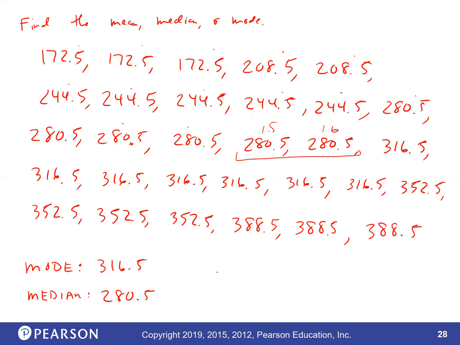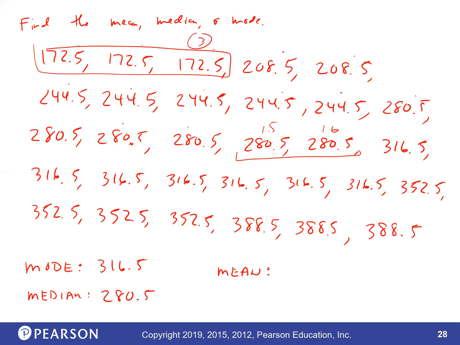Okay, now the fun one, the mean. Real quick here, can I help you guys out a little bit? Notice our numbers repeat themselves. So, hey, let's do multiplication right away. We good? How about this? Instead of adding 172.5 plus 172.5 plus 172.5, how about we just do 172.5 times 3.